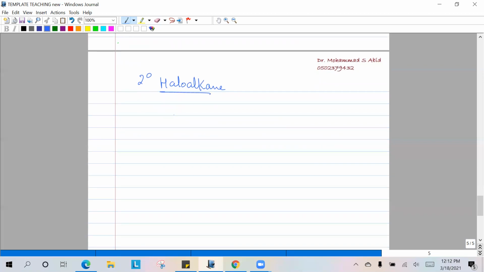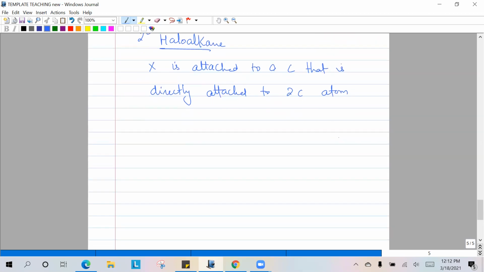Now, secondary haloalkane: the X is attached to a carbon that is directly attached to two carbon atoms. So the primary was attached to one or none, but secondary is attached to two carbons.